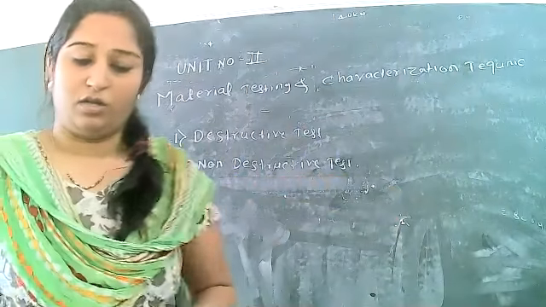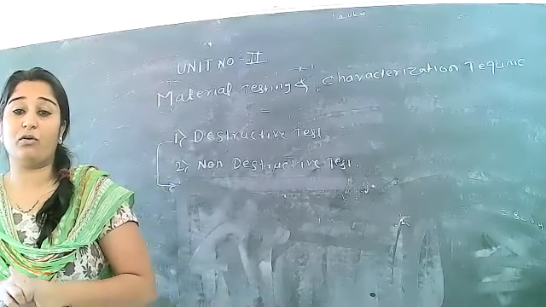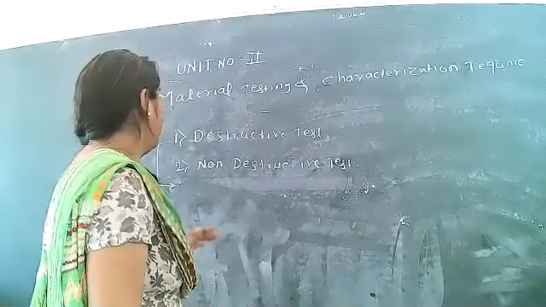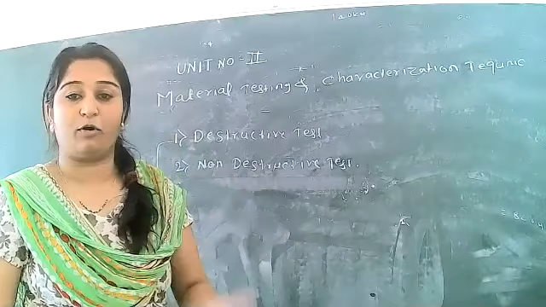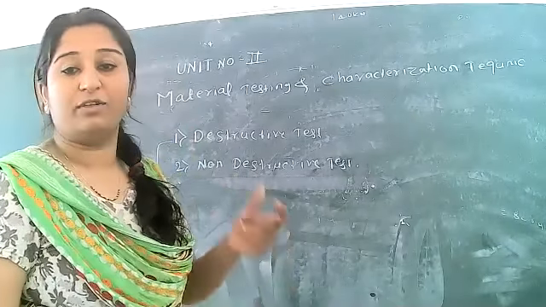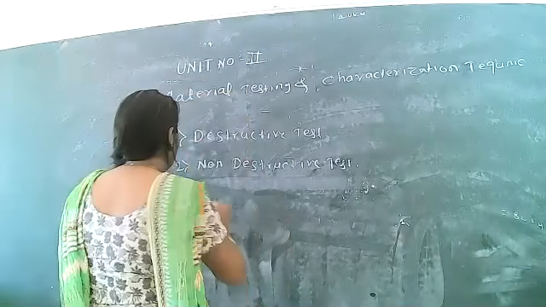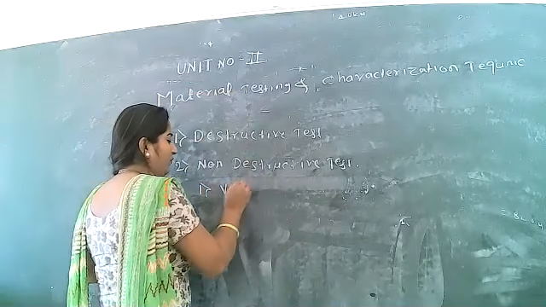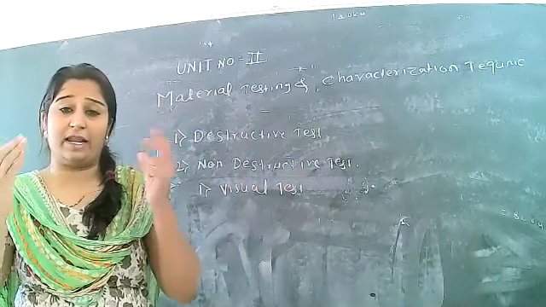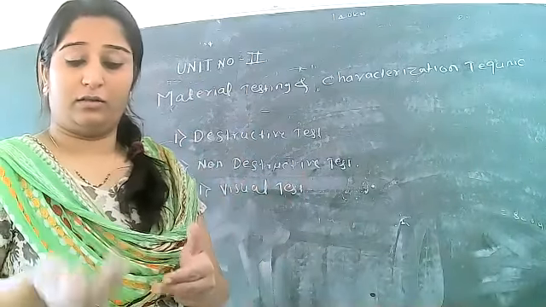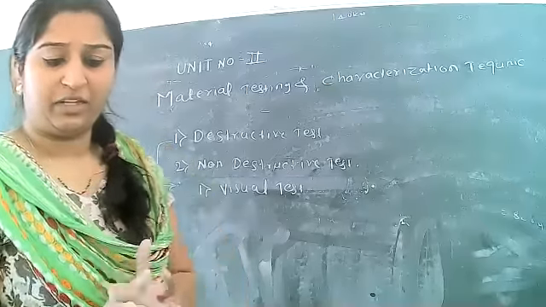Now, the non-destructive test. Non-destructive test is nothing but we are going to test the material without damaging it. We can further use that metal in production, or we can correct that material with the help of this test. First is the visual test. It means we can observe the metal with our naked eyes to find out whether it has a defect or not.